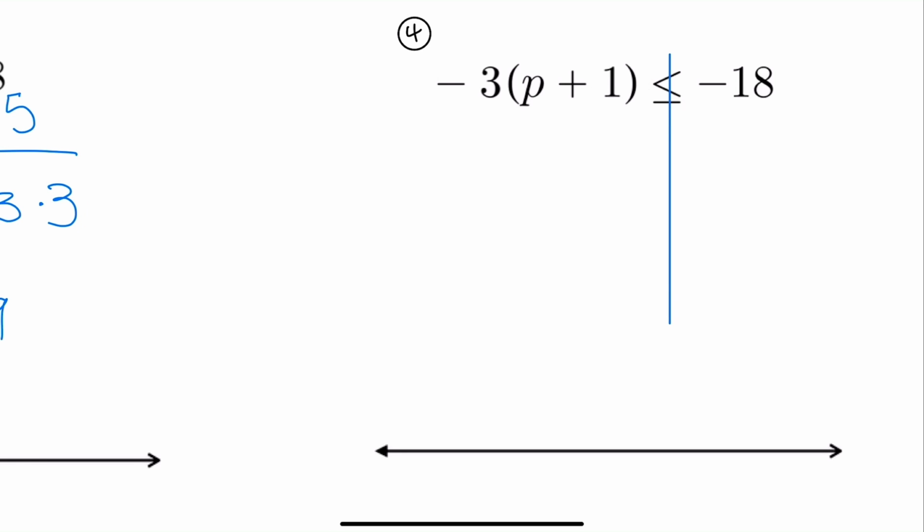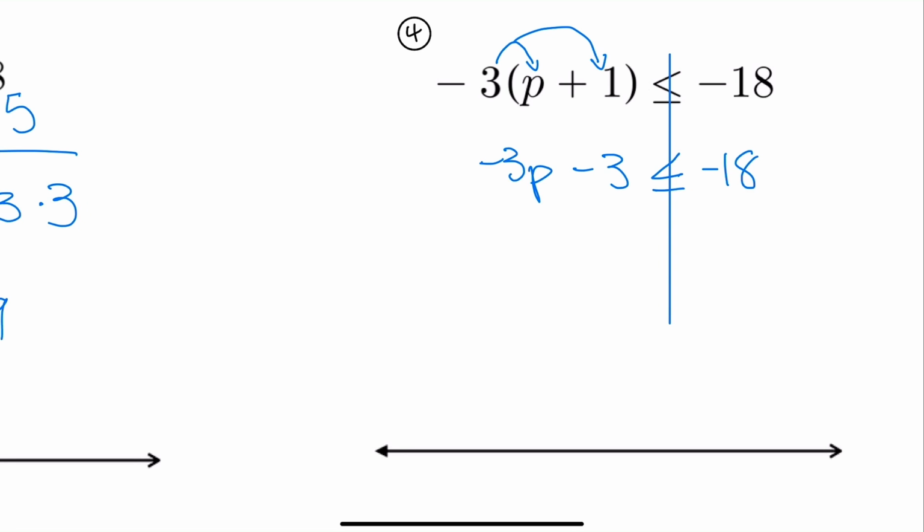We needed to distribute. So we're going to do the same thing here. We got -3 times p, -3 times +1. Well, -3 times p is just -3p. -3 times +1 is going to be -3 as well. And then we keep our sign the same, and the other side is going to stay the same as well.